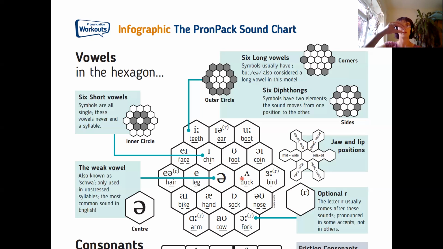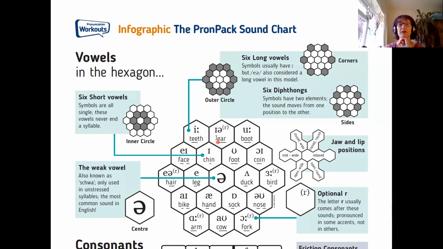This kind of upside down U shape or V shape. But it's an ah, ah, ah. Very, very short. Ah. This one over here is an eh, eh, eh.